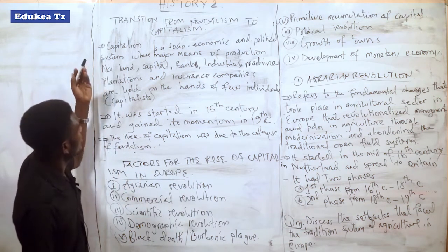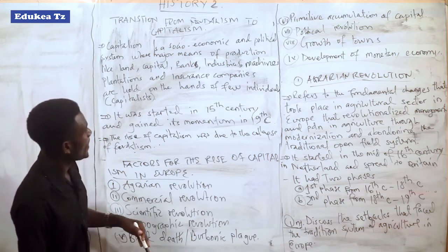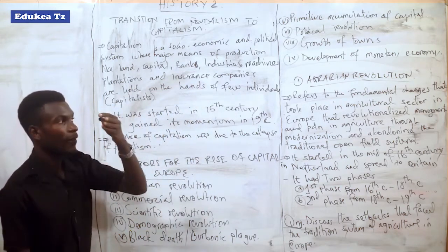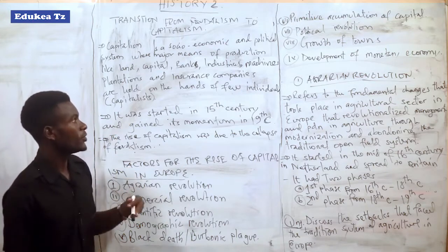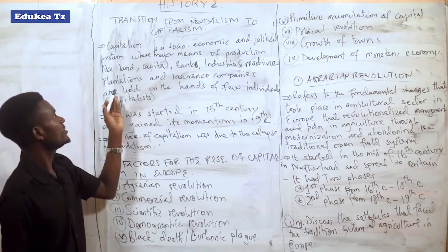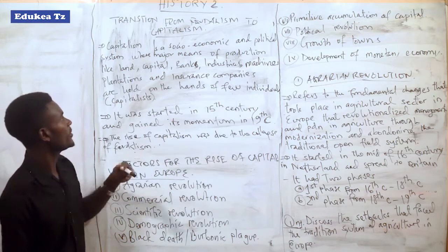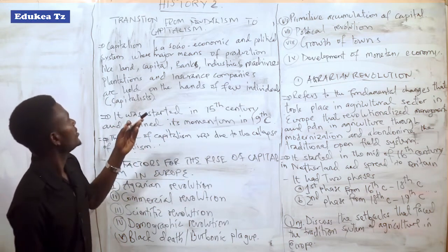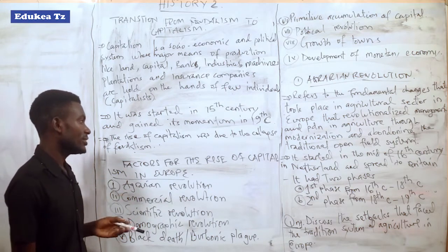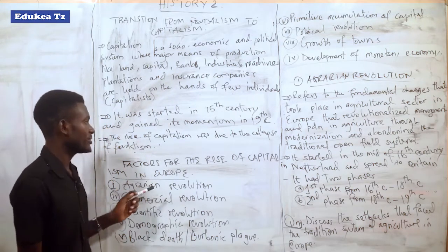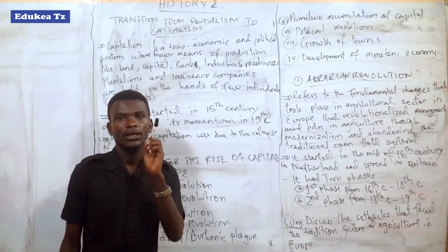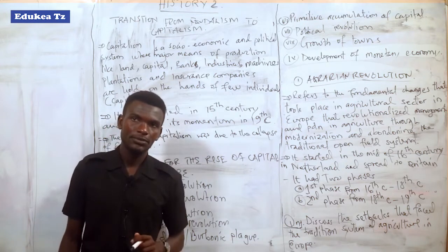So we have seen the definition of capitalism and the major means of production which are owned by the capitalists or bourgeoisie or few individuals, which are banks, industries, machines, plantations, insurance companies, and capital. So we are going to see the factors that led to the rise of capitalism in Europe.